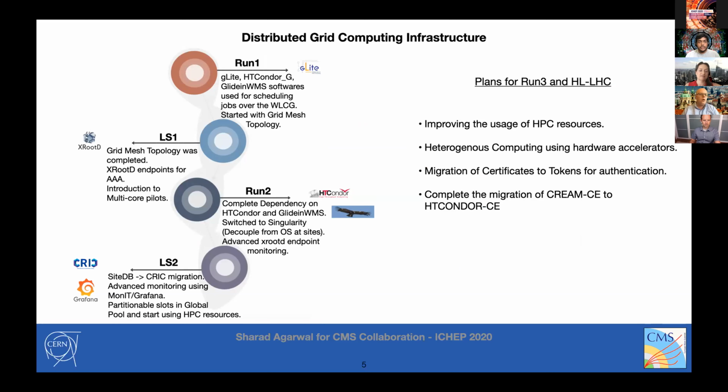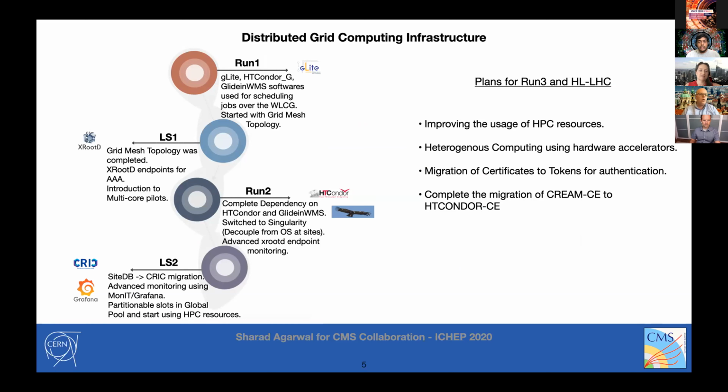during Run 1, we used middlewares like gLite, HTCondor-G, and the GlideinWMS software for scheduling jobs over the WLCG. And we started with the grid mesh topology. During LS1, the grid mesh topology was completed, and we also introduced the XRootD endpoints for AAA. We also introduced multi-core pilots during LS1.